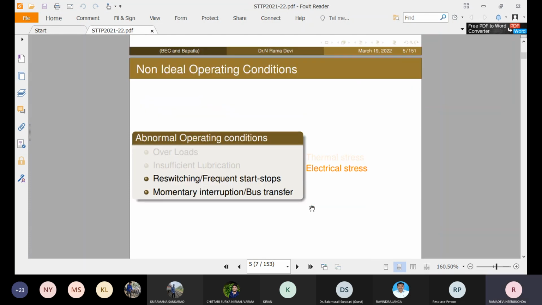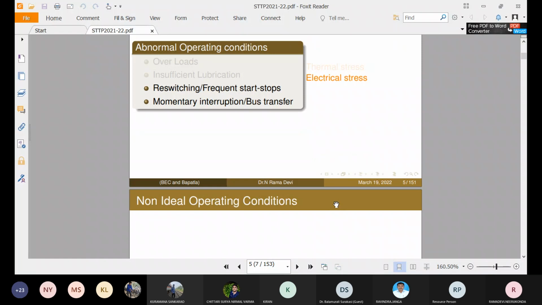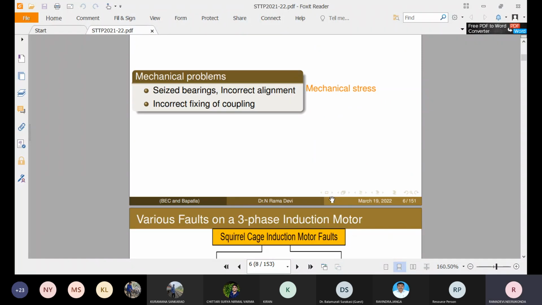The other part of stresses is the electrical stresses. These are majorly due to frequent startups, frequent switchings, momentary interruptions and bus transfers. The mechanical stresses are mainly caused by worn bearings, incorrect alignments, incorrect fixing of couplings. Because of these problems, rubbing happens between the mechanical parts, which causes mechanical stress on the system.